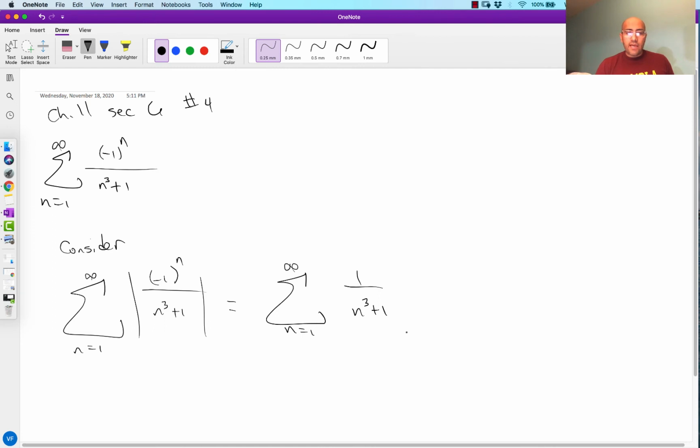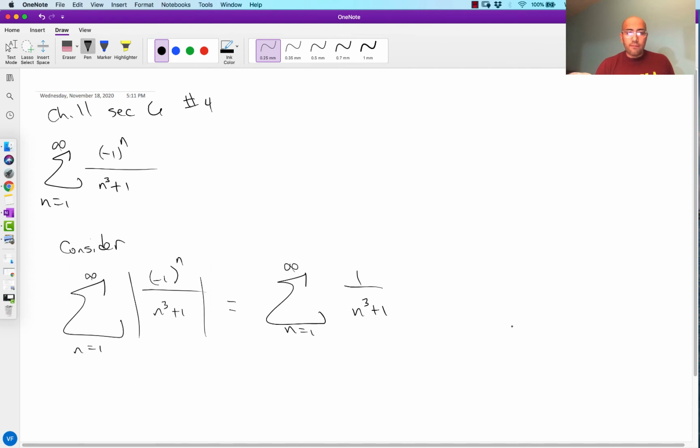Okay, and now this one, what we want to do is, first of all, note that the denominator is always going to be something positive, for n goes from 1, 2, 3, 4. Cubing each of the input values is going to keep it positive, plus 1 makes it positive. So each one of these terms is positive. And we can compare it to the following.